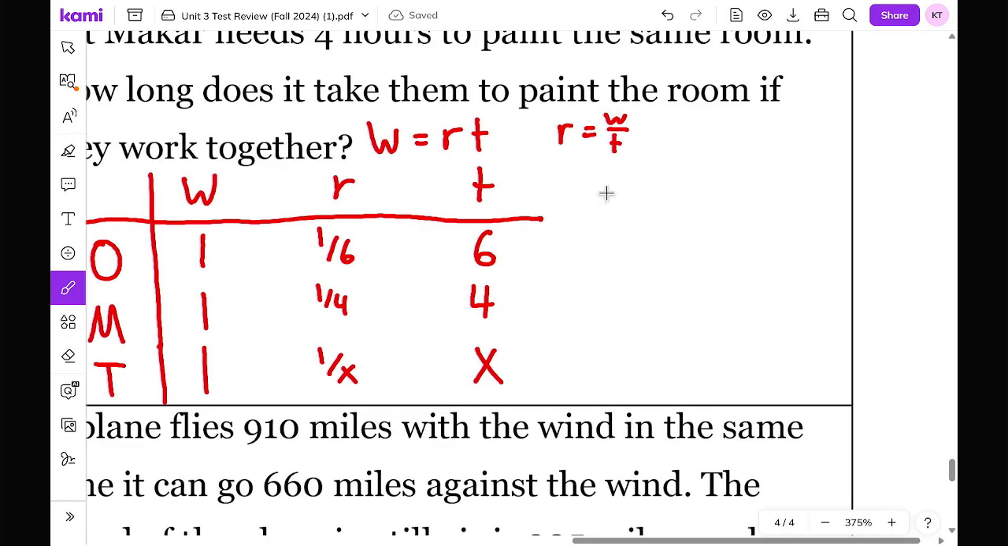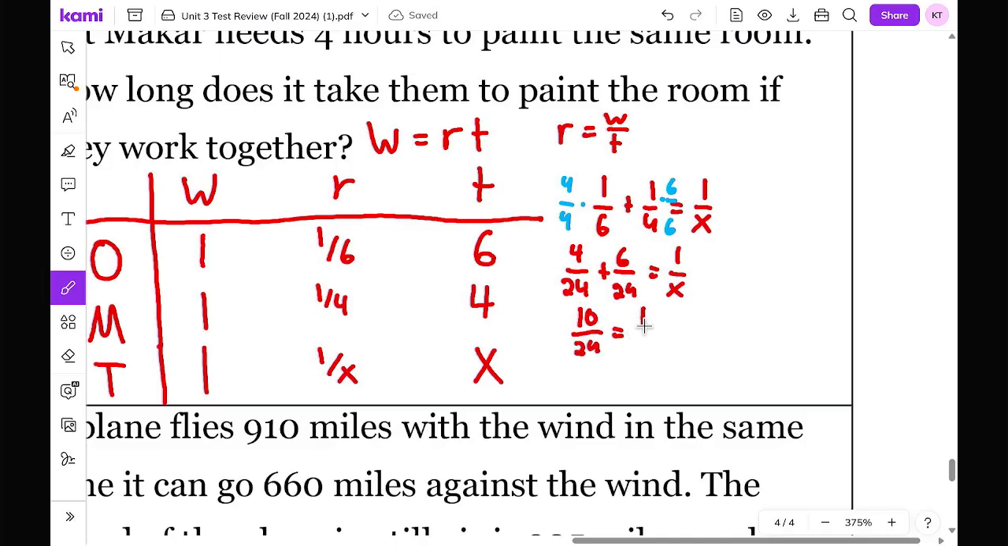So it would be set up like 1 over 6 plus 1 over 4 is going to equal 1 over x. So now I'm going to get a common denominator on my left side by multiplying by 4 on the top and the bottom of my 1 over 6, and by 6 on the top and the bottom of my 1 over 4. I'm going to leave the x alone because I'll cross multiply that later. So I'll have 4 over 24 when I multiply it out, plus 6 over 24 is equal to 1 over x. Then I add those together to be 10 over 24 is equal to 1 over x.